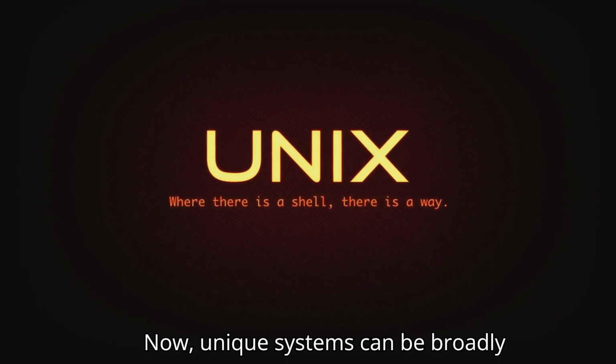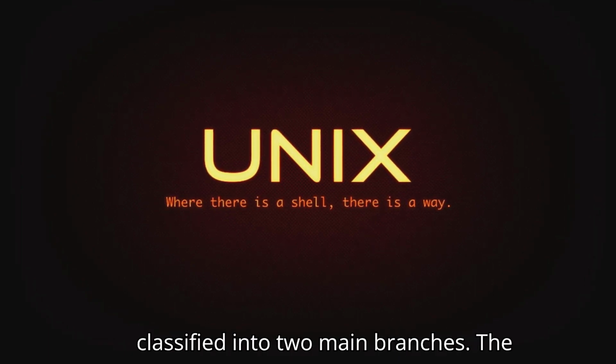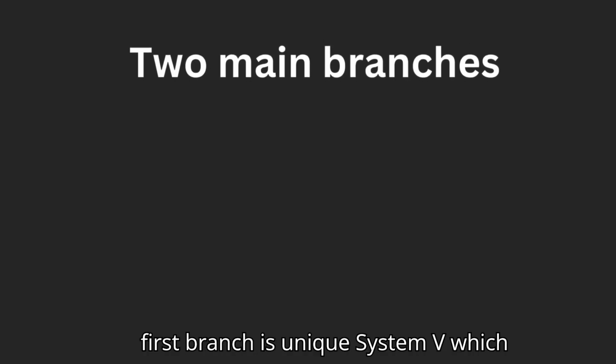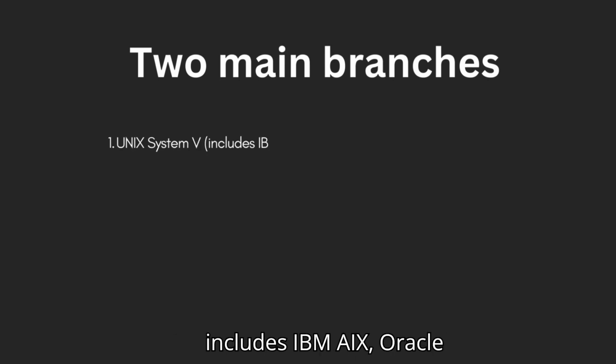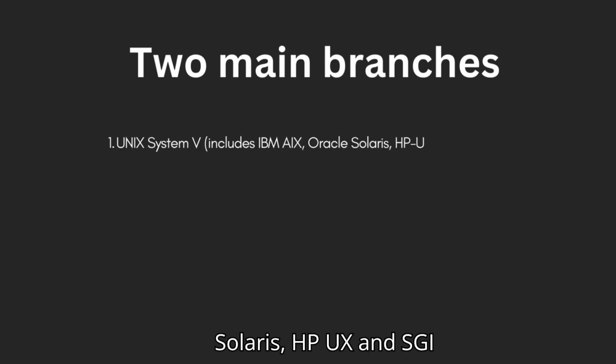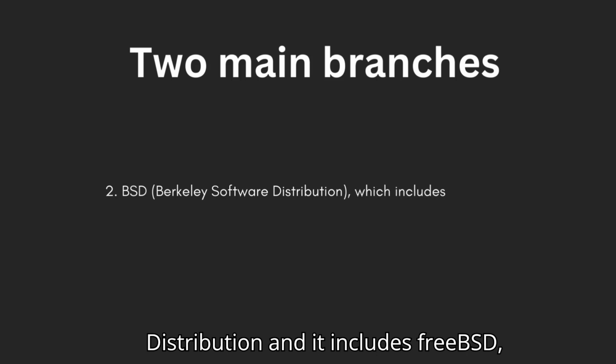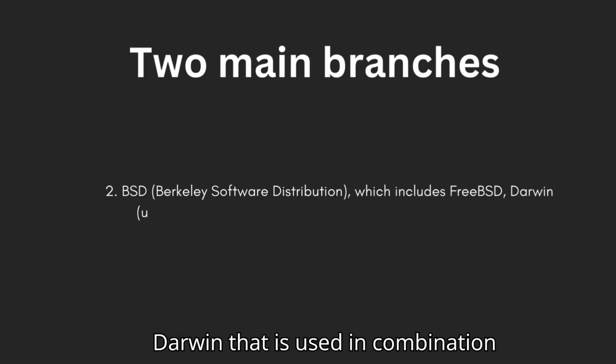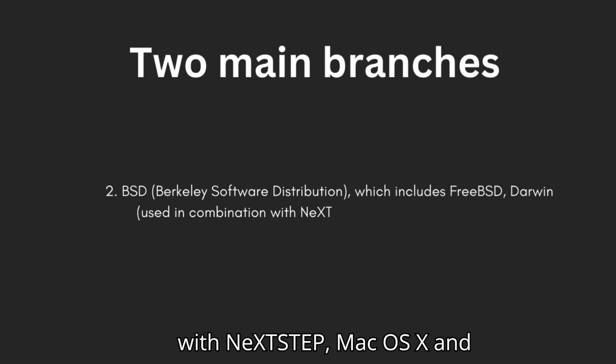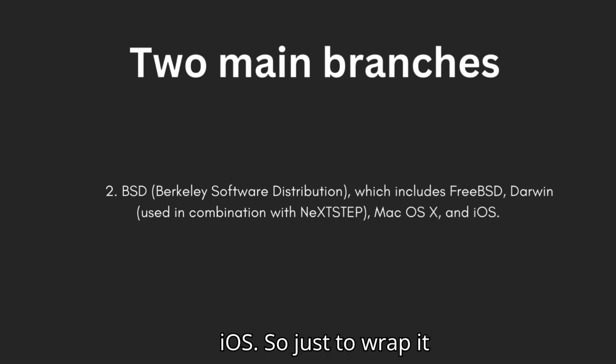Now, UNIX systems can be broadly classified into two main branches. The first branch is UNIX System V, which includes IBM AIX, Oracle Solaris, HP-UX, and SGI IRIX. The second branch is BSD, which is Berkeley Software Distribution, and it includes FreeBSD and Darwin, which is used in combination with NeXTSTEP, Mac OS X, and iOS.